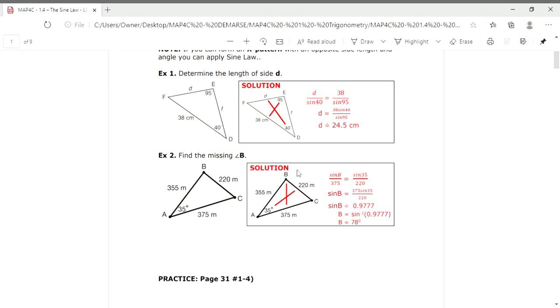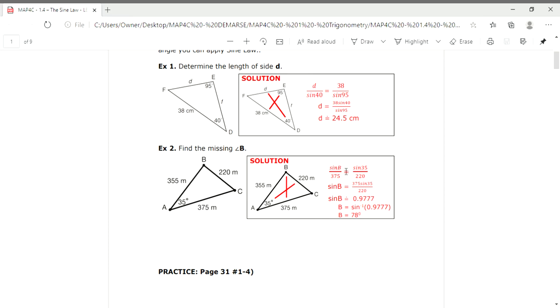I can look at my X pattern and confirm that I can use sine law by showing I have pieces of information on angle A, side B, and I'm looking for angle B. So the version of sine law I'm using is sine B over B is equal to sine A over A. Sine B over B, 375, is equal to sine A over A, which is sine 35 degrees over side A, 220 meters. Now, again, from here on out, we're solving for B.